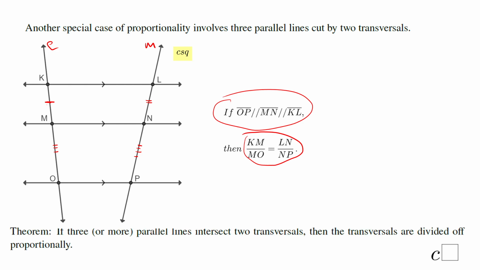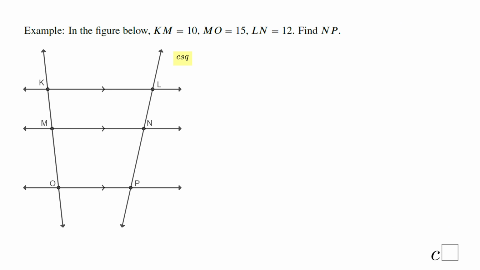So this is another important theorem that can be used. It's right here. If 3 or more parallel lines, so you can have more than 3, intersect two transversals, then the transversals are divided proportionally. So let's see an example. We notice the 3 parallel lines. So now obviously we can write what? KM over MO equals LN over NP.